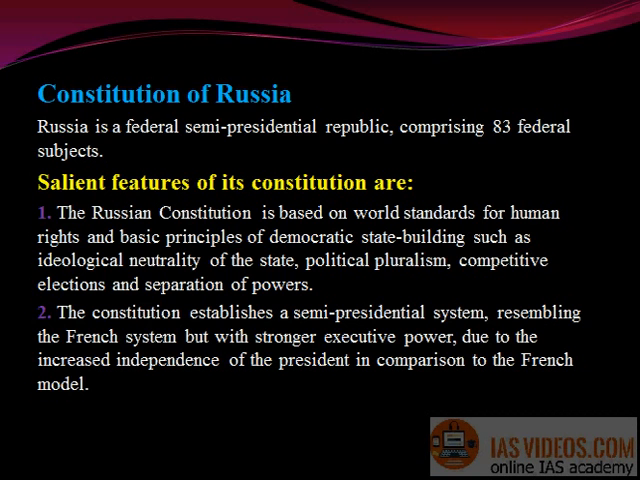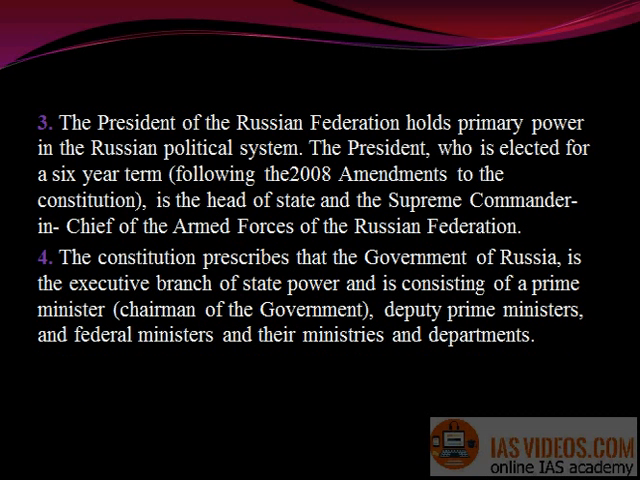The Constitution establishes a semi-presidential system, resembling the French system but with stronger executive power. Due to the increased independence of the president in comparison to the French model, the President of the Russian Federation holds primary power in the Russian political system. The President, who is elected for a 6-year term, following the 2008 amendments to the Constitution, is the head of state and the Supreme Commander-in-Chief of the Armed Forces of the Russian Federation.